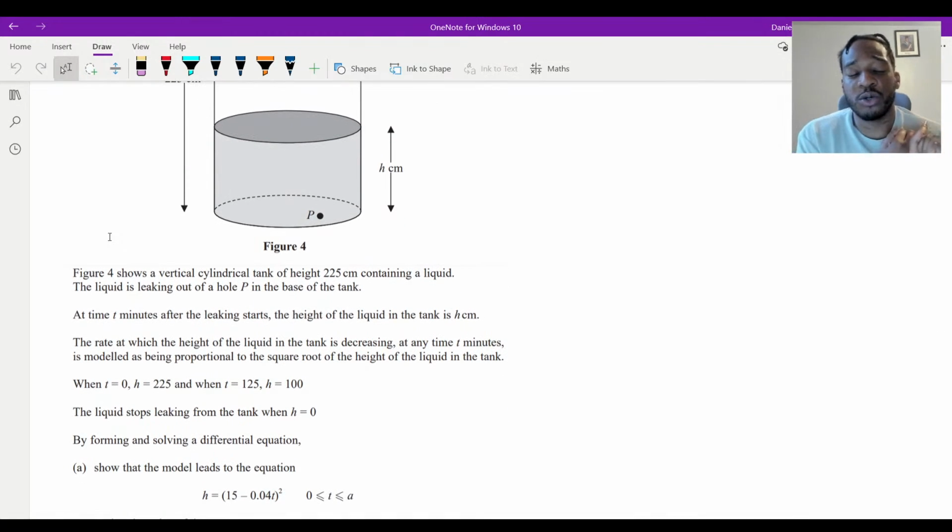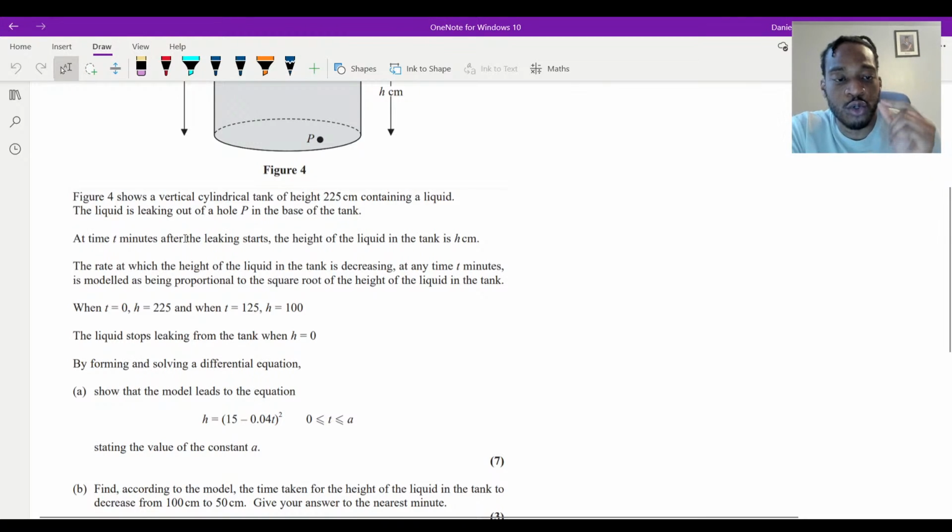When t equals 0, h is equal to 225. When t equals 125, h is equal to 100. The liquid stops leaking from the tank when h is equal to 0. By forming and solving the differential equation, show that the model leads to the equation h is equal to 15 minus 0.04t, all squared, where t is between 0 and a. I will need to state the value of the constant a. This is a 7 marker.